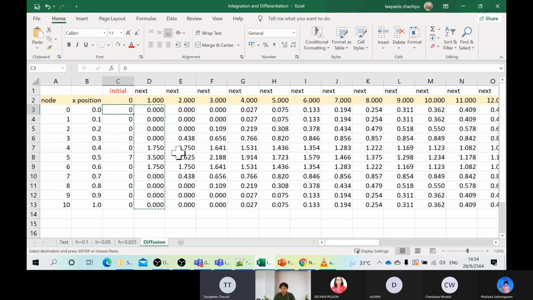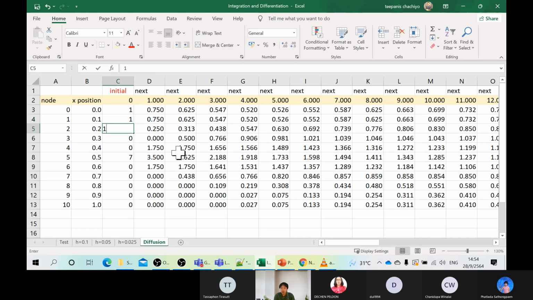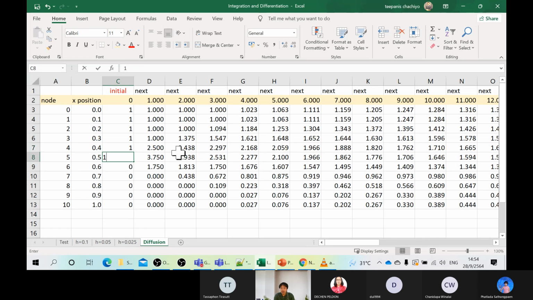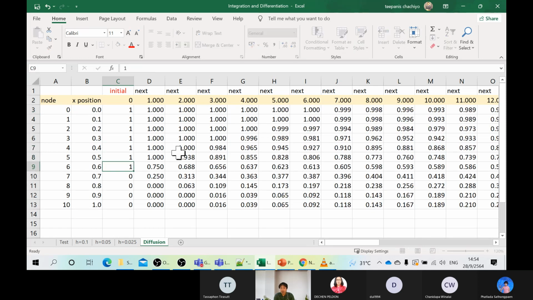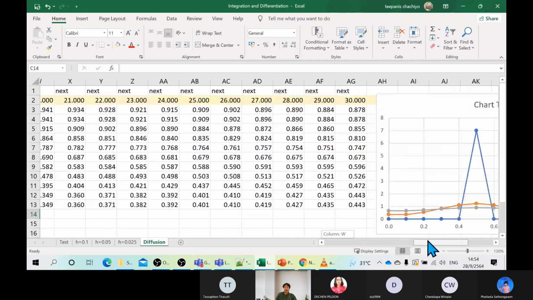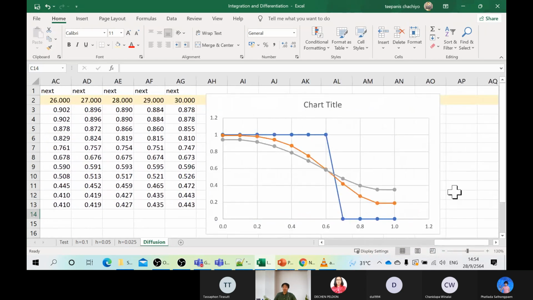Let me get the same initial condition. 1, 2, 3, 4, 5, 6, 7. Very good questions. There you go. Same, but it will be different, at least in a very tiny significant figure.